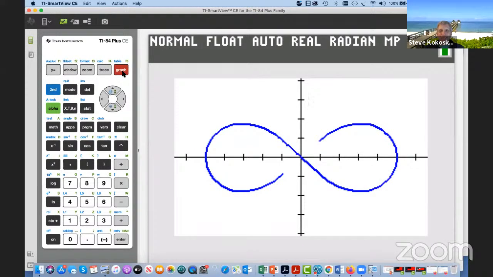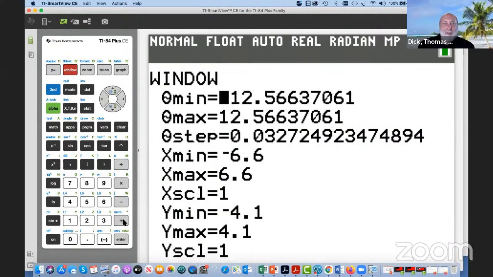Getting closer. We got one more who suggests negative 8 pi to 8 pi. Tom. All right, let's try one more. Yeah, this has been fun.